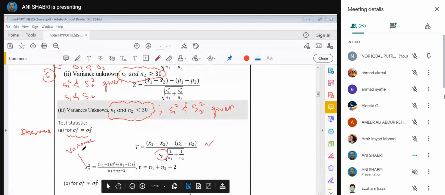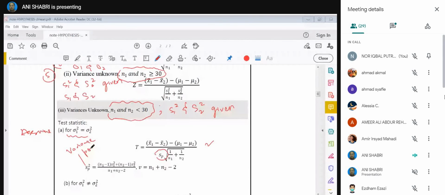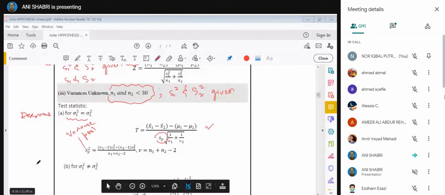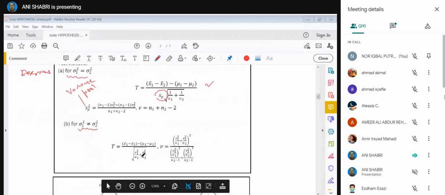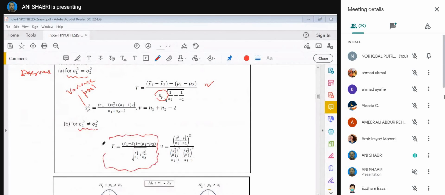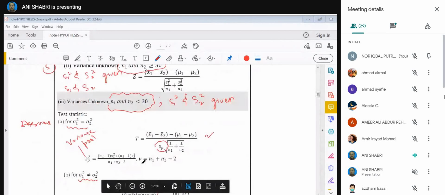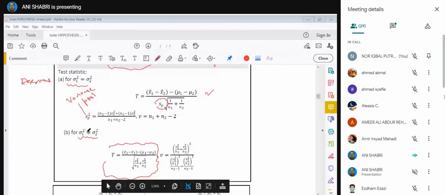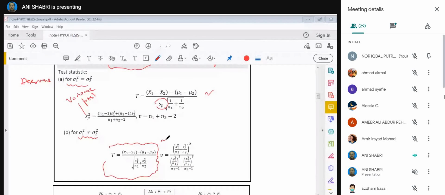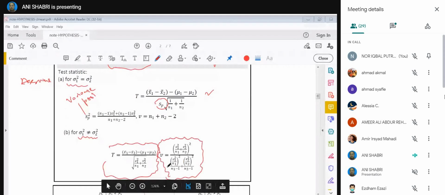If you find from the question that variance 1 is not equal to variance 2, the formula is the same as formula number 4 and number 5, which is number 6 here. But how to find v is very tough, and the formula is complicated. I hope you understand this.